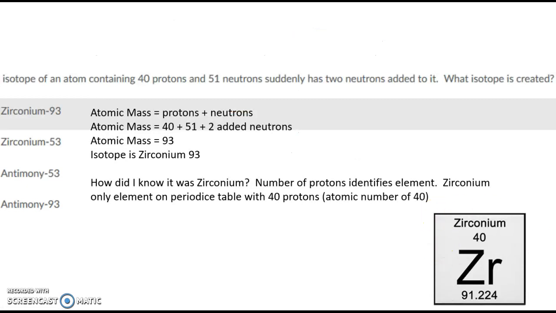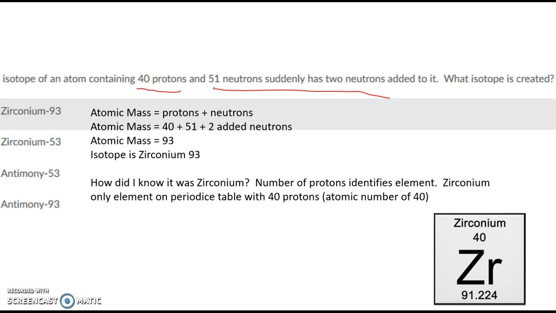Okay, here's another example. The isotope of an atom containing 40 protons and 51 neutrons suddenly has 2 neutrons added to it. What isotope has been created? So it tells us we have 40 protons, we have 51 neutrons, and suddenly 2 neutrons have been added to it. So what are we going to do?